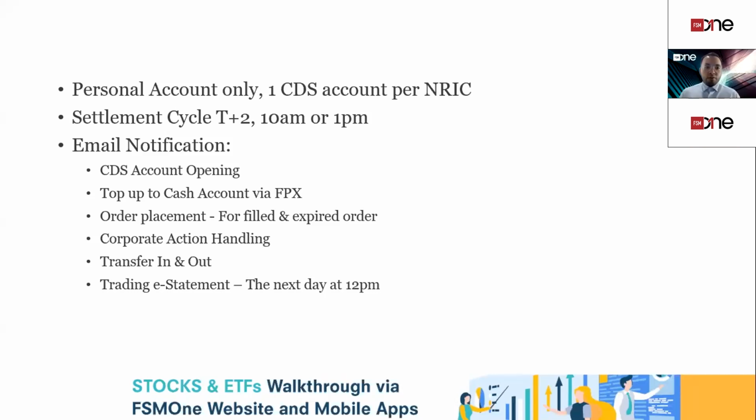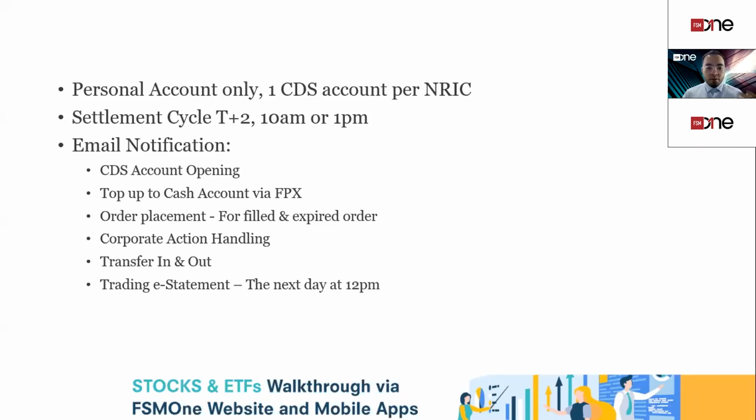A little bit of general information. For a CDS account, you can only use your FSM1 personal account to open it, meaning that per NRIC, one person can only open one CDS account, using a personal account, not the beneficiary account. And for the buy-sell settlement cycle, this is the same across the industry. It will take 2 business days from the settlement date to be completed, at either 10 a.m. or 1 p.m.